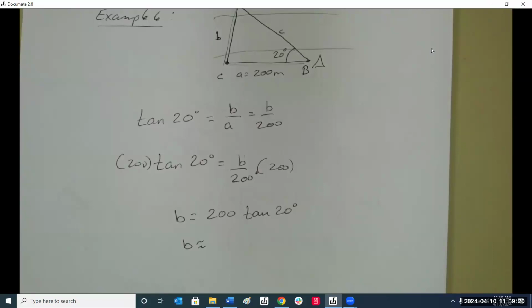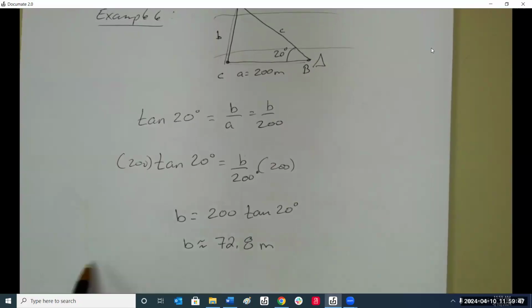What'd you get? 72 point what? 72.8 meters. But 215 feet. Pretty wide river. All right.